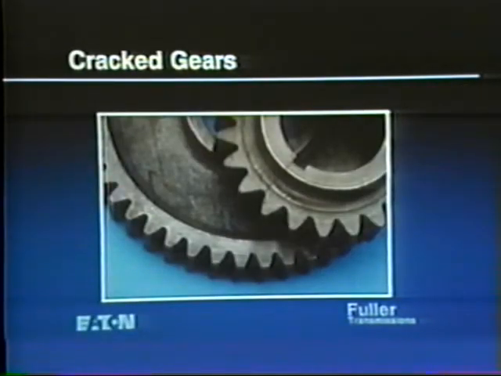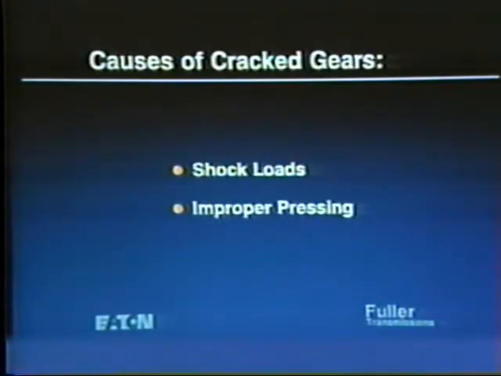Gears can also crack across their hubs without pieces of the gear breaking loose. This type of fracture usually occurs on gears which are pressed on shafts, such as the countershaft assemblies. Often, cracked hubs show up as a knocking noise at low RPM or a howling noise at high RPM. Cracked hubs are usually caused by shock load or by improper pressing of the gear onto the shaft.